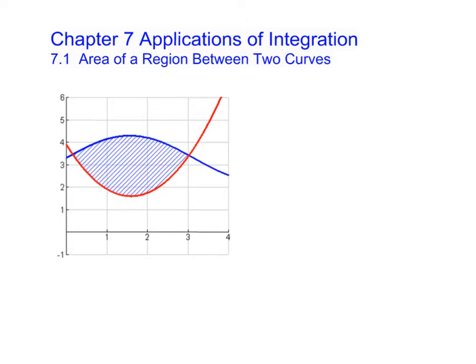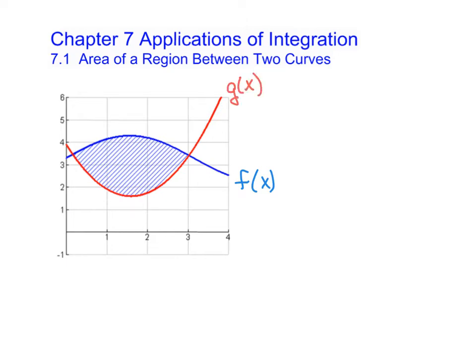Tonight we're going to take a look at Chapter 7, Applications of Integration, beginning with 7.1, Area of a Region Between Two Curves. So focusing on the diagram that you see in front of you, we're going to call the blue function f of x. And we're going to call the red function g of x.